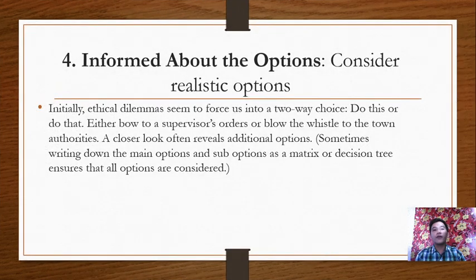So, inform about the options. Consider realistic options. Initially, ethical dilemmas seem to force us into a two-way choice. Do this, do that. Either bow to a supervisor's orders or blow the whistle to outside authorities. A closer look often reveals additional options. Sometimes writing down the main option and sub-options as a matrix or decision tree ensures all the options are considered.